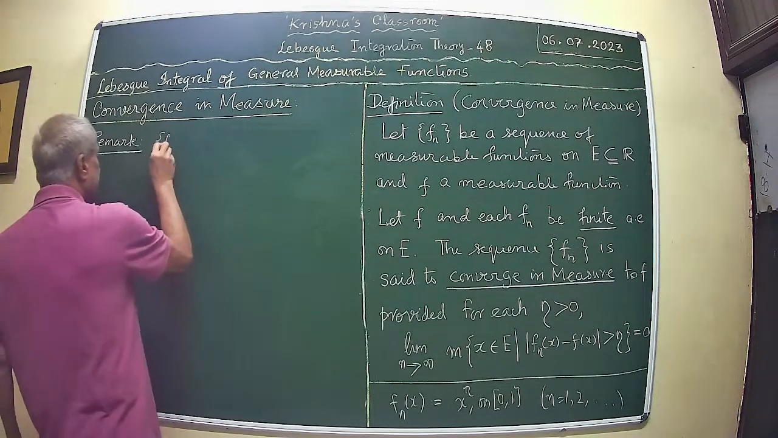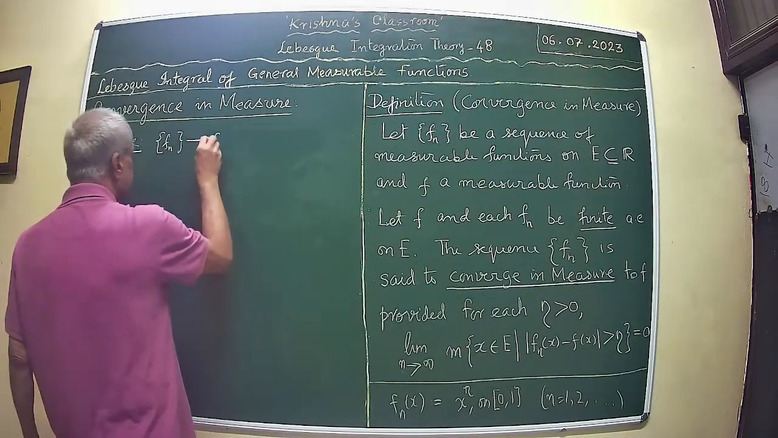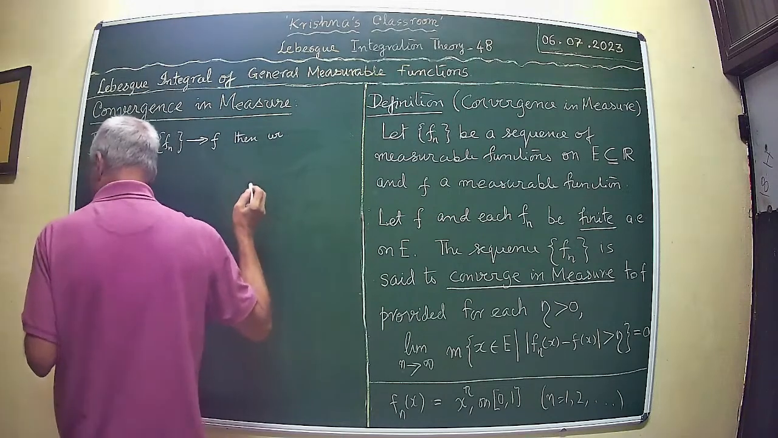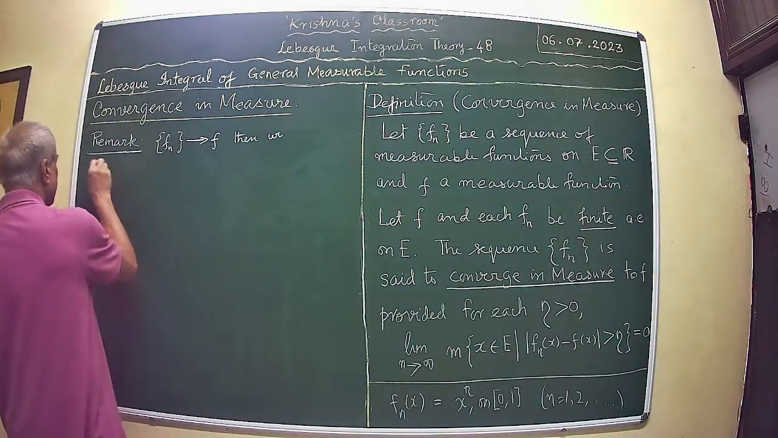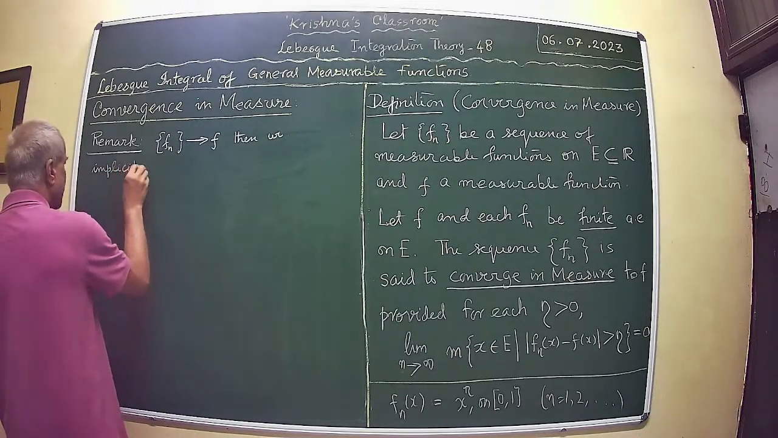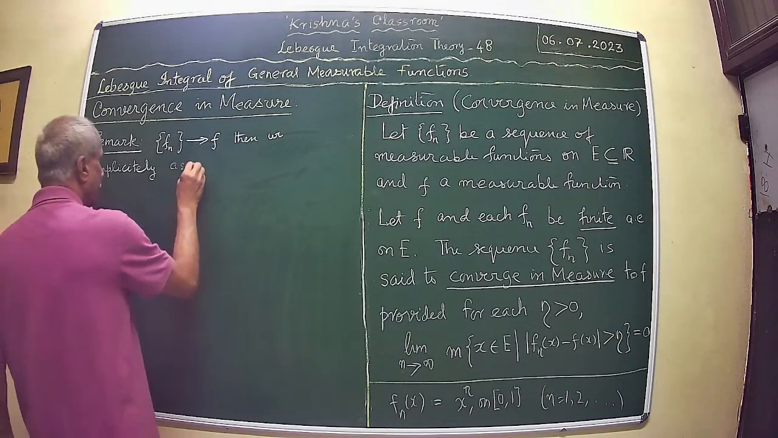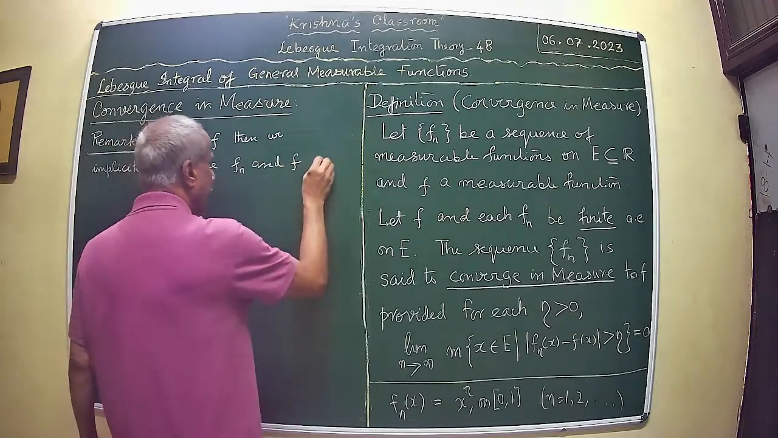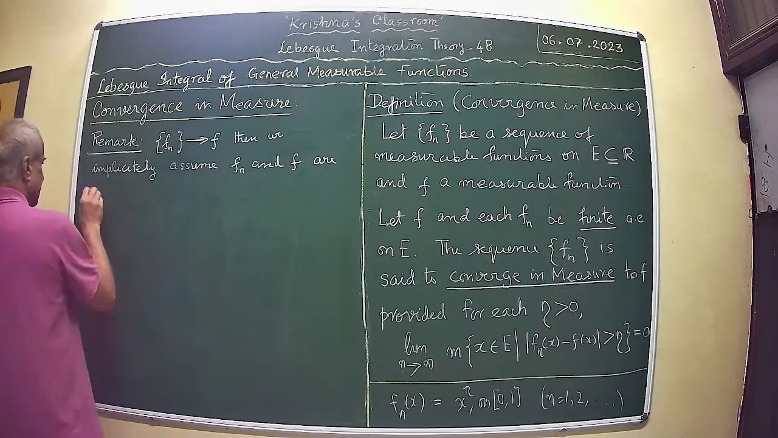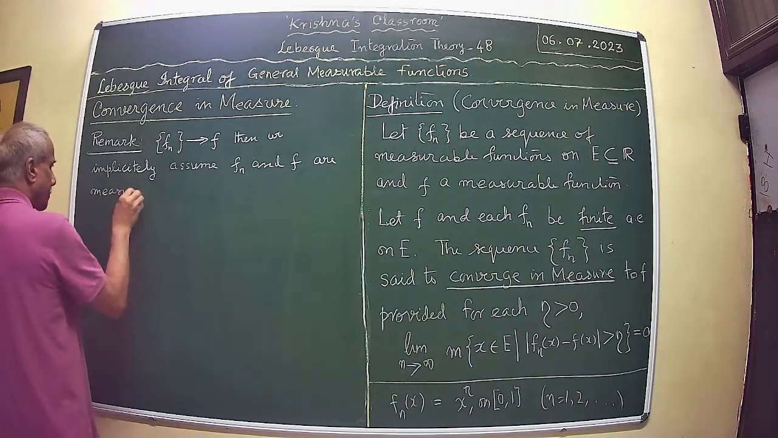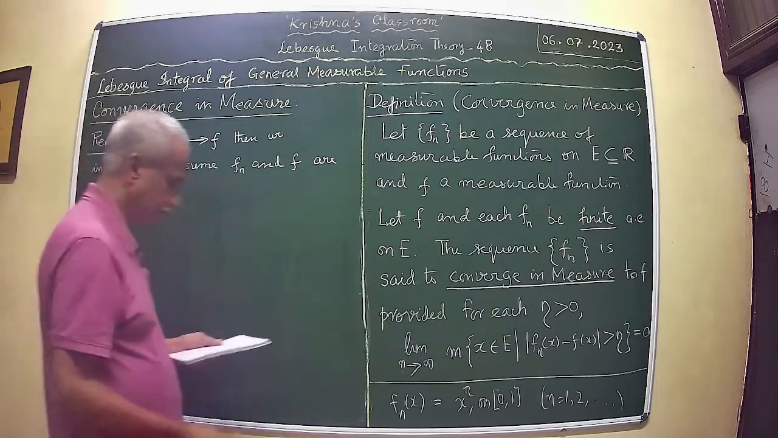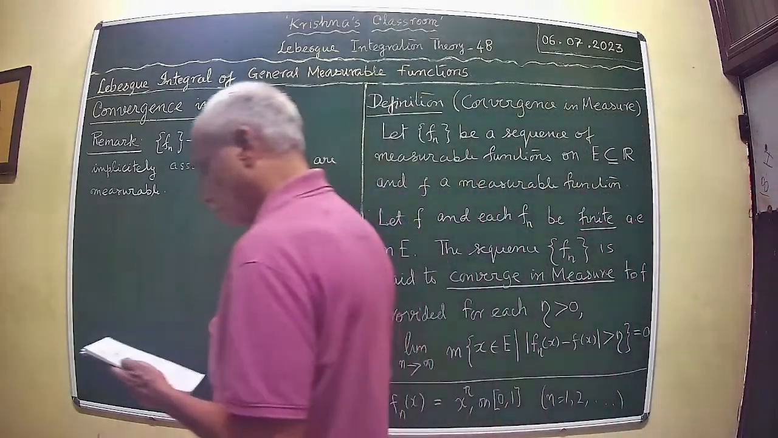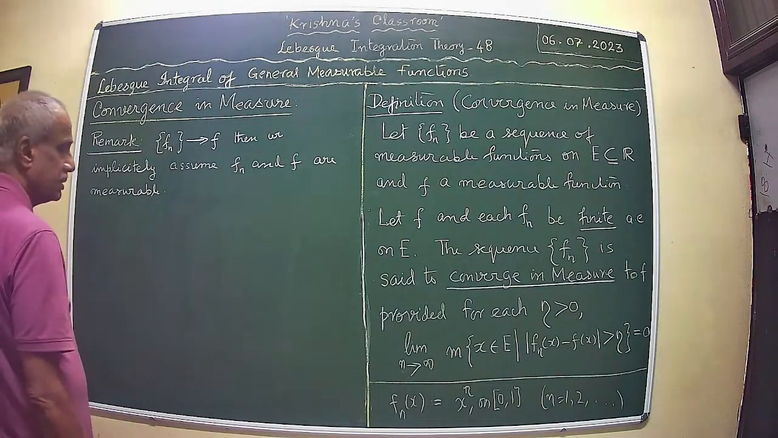When we write Fn converges to F, then we implicitly assume Fn and F are... Now one of the immediate consequences is this.